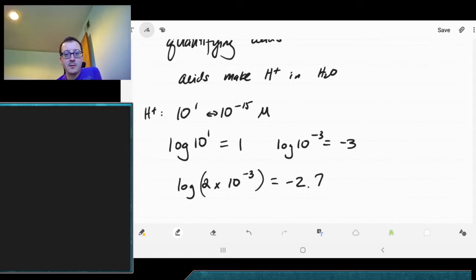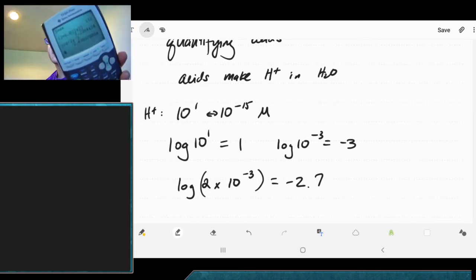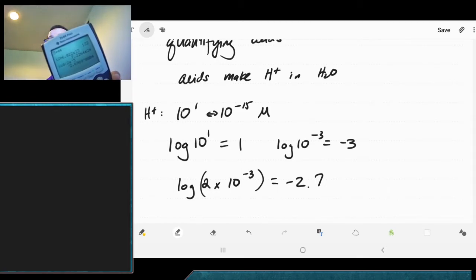So when you're doing logarithms, you're going to want to definitely play with your calculator. Each calculator does it differently. I'm using a TI-84. I just type in log 2e negative 3, and there's my answer. However, some calculators will have you punch in the number first and then press log afterwards. It just depends on what your calculator wants to do. So you'll definitely want to take some time practicing with your calculator.